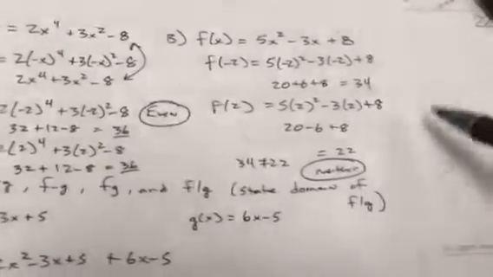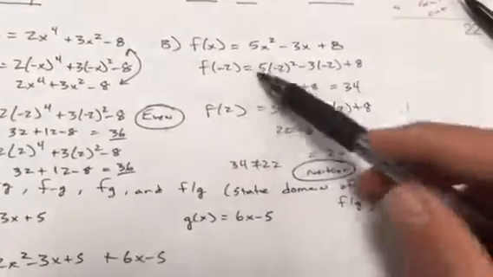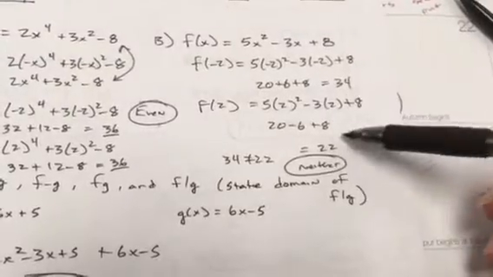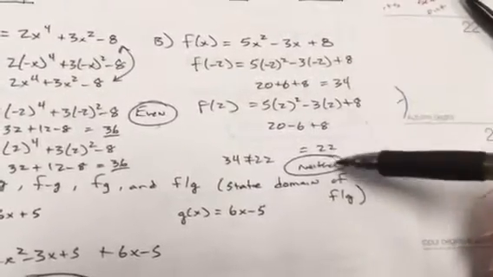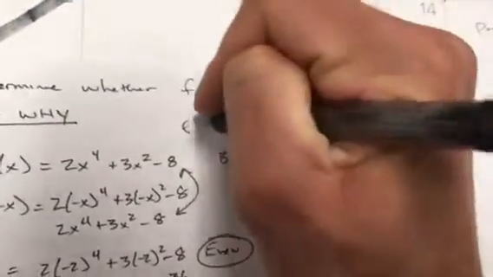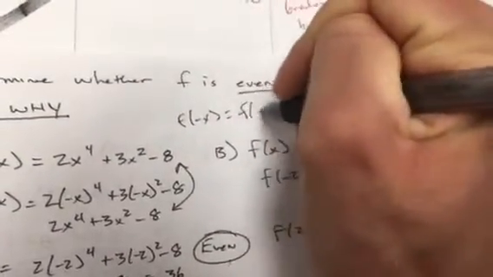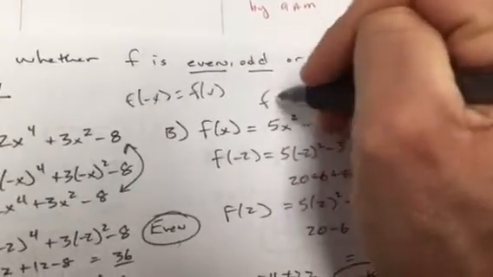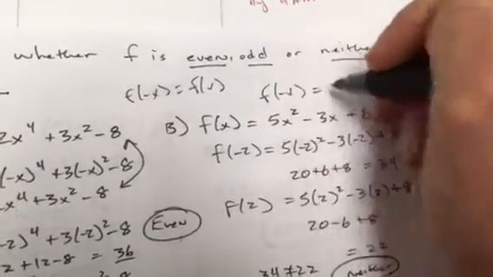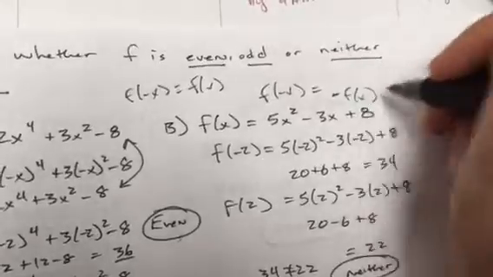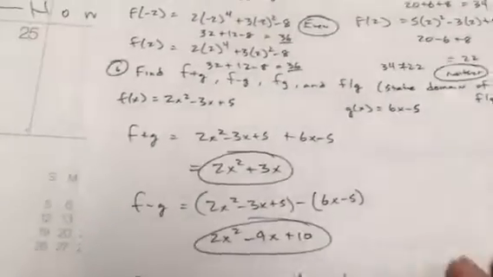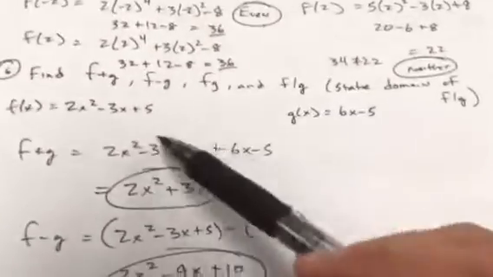That makes it even. Guys, on this one, if I plug in opposites, I don't get the same answer. I don't get opposite answers, so it's neither, all right? Remember, for even, it is this: f of negative x is f of x. And for odd, if I plug in a negative, then I get the exact opposite answer as if I plug in the positive. This is what we did in class today, guys.